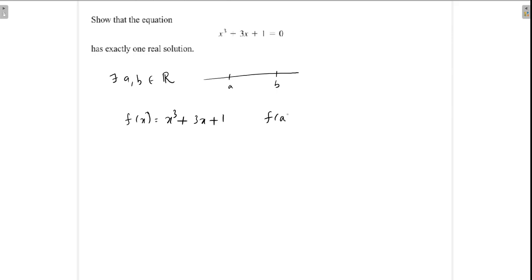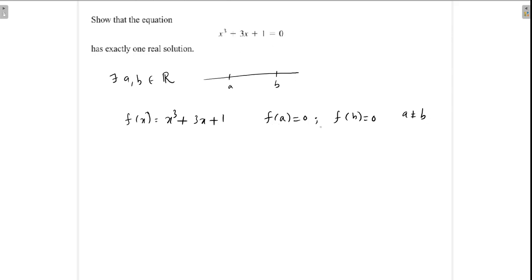Okay, with the property that f(a) = 0 and f(b) = 0. Suppose these a and b are two distinct points at which f is 0. f(a) = 0 means x^3 + 3x + 1 = 0, that is a^3 + 3a + 1 = 0. Similarly, b^3 + 3b + 1 = 0.